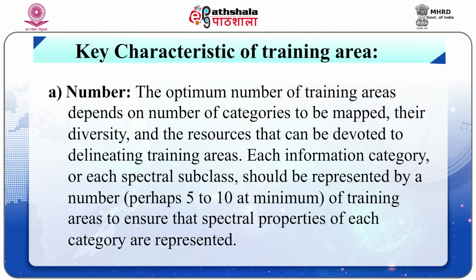The third is the number. The optimal number of training areas depends on the number of categories to be mapped, their diversity, and the resources that can be devoted to delineating training areas. Each information category or each spectral subclass should be represented by a number of training areas to ensure that the spectral properties of each category are represented.